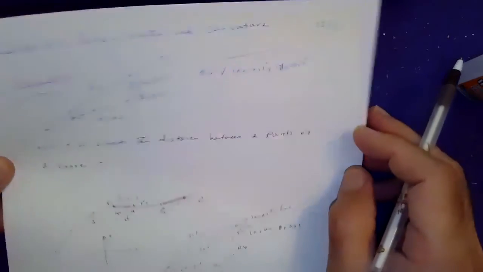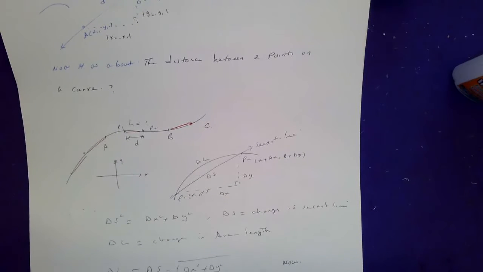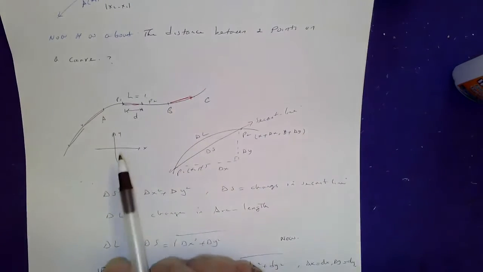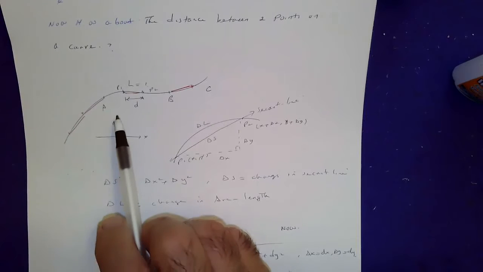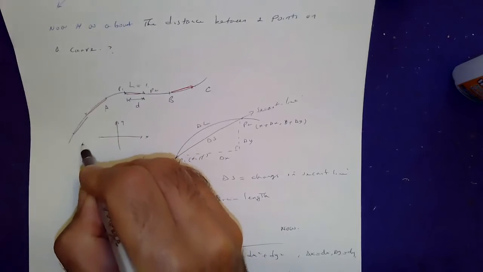But the question is, what if you're on a curve, whether it's on the floor or the curve is in space? How would you find the distance between 2 points on a curve, which is known as arc length? So let's examine what happens when you are on the floor. In other words, what happens if you are in R2?